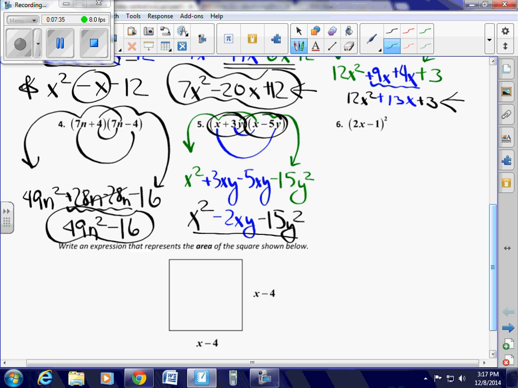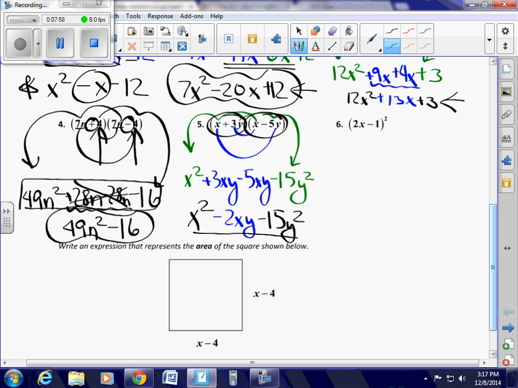I want you to pay specific attention to the pattern here. 7n plus 4 and 7n minus 4. Because I started with the same number here as the same number here, I ended with 4 and 4. Now look at the pattern though, is that one was a plus and one was a minus. Yeah, I did start out with 4 terms. The two middle terms canceled and I ended up with 49n squared minus 16.